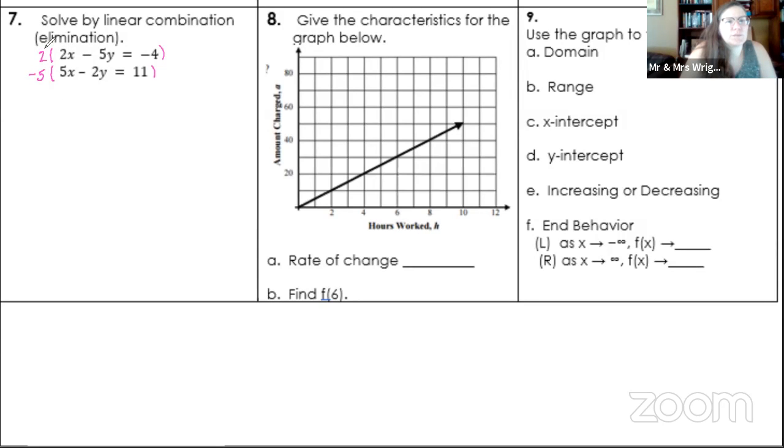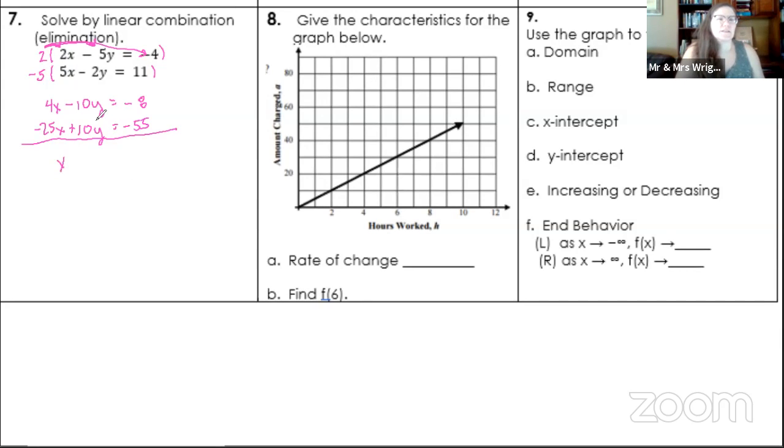All right, so if I multiply this out, my first one is 2 times positive 2, which is 4x. 2 times negative 5 is negative 10y. And 2 times negative 4 is negative 8. And then 5 times negative 5 is negative 25x. Negative 5 times negative 2 is a positive 10y. And negative 5 times 11 is negative 55. Now I'm going to combine these. I'm going to add them up.